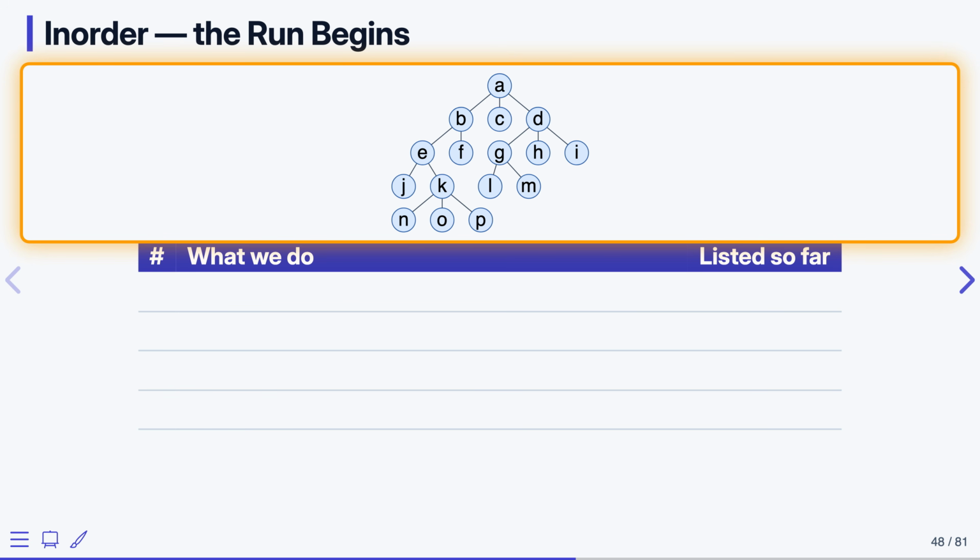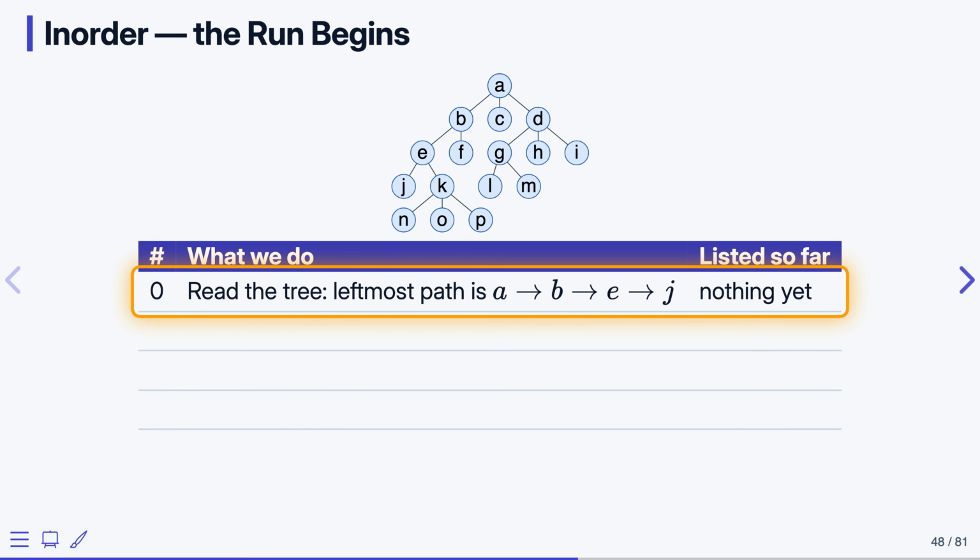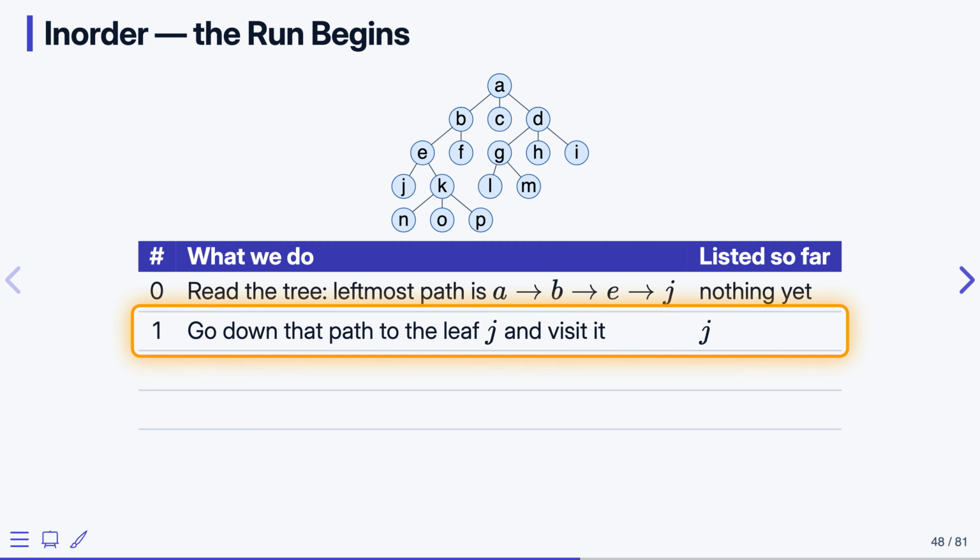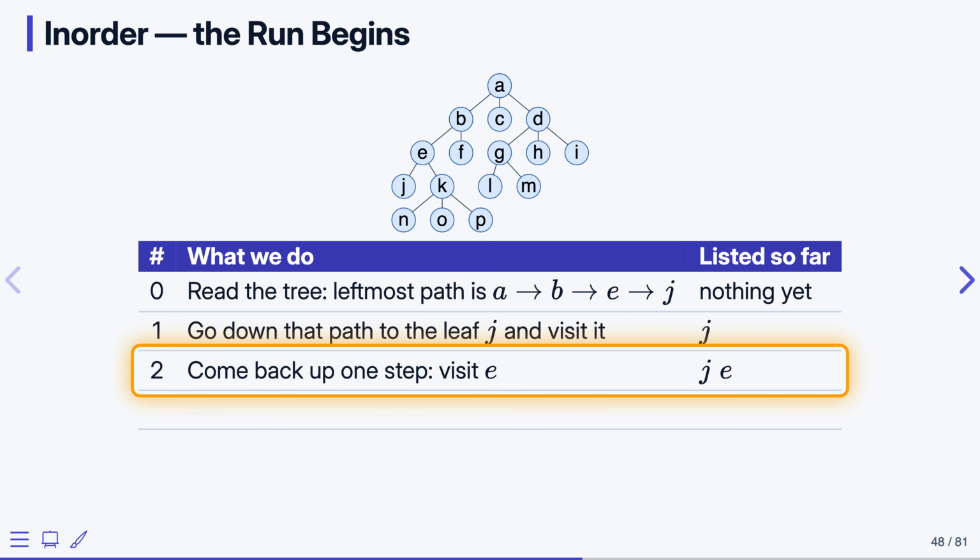Now we run inorder on the same tree. Step 0. Read the tree first. Inorder always starts at the far left, so follow the leftmost path. A, then B, then E, then J. Step 1. We go all the way down that path. J is a leaf, so we visit it. J is the first dot on the list. Step 2. We come back up one step to E. Its leftmost subtree is finished, so now we visit E. The list is J, E.